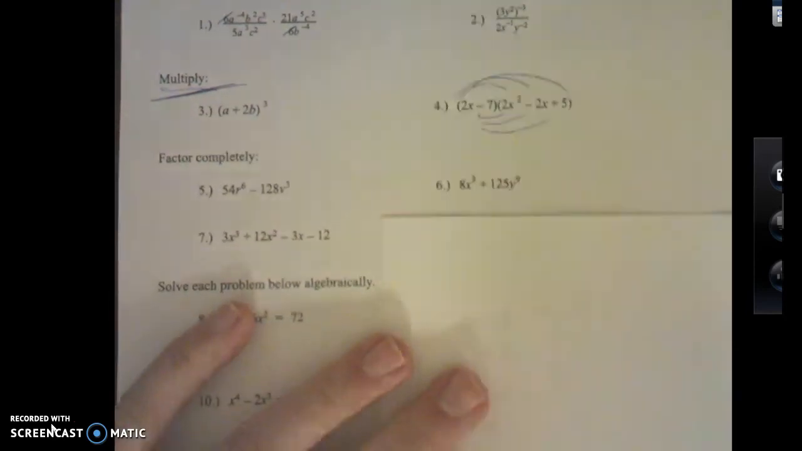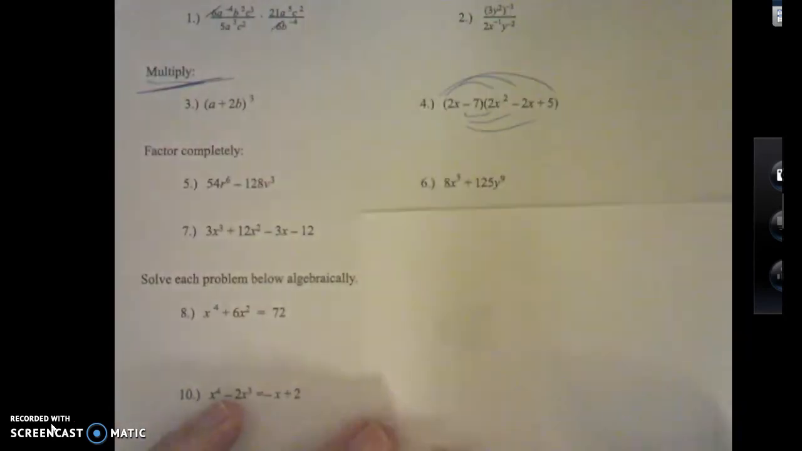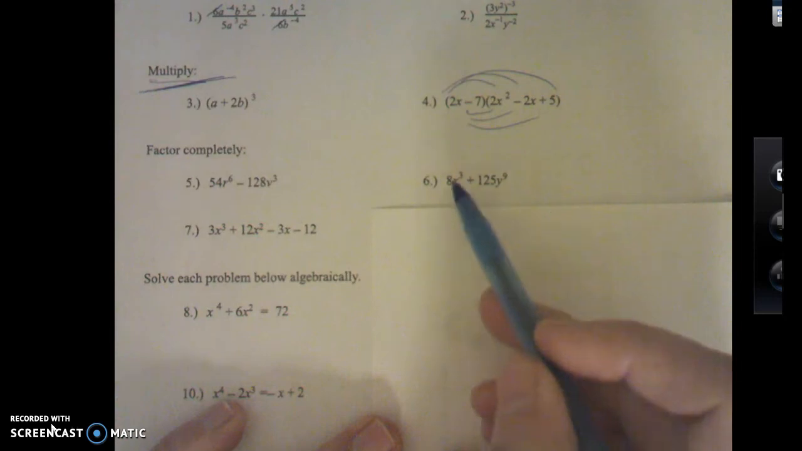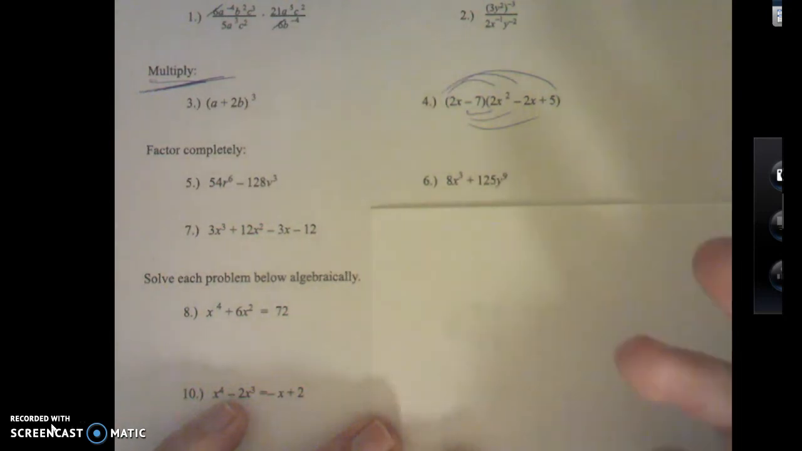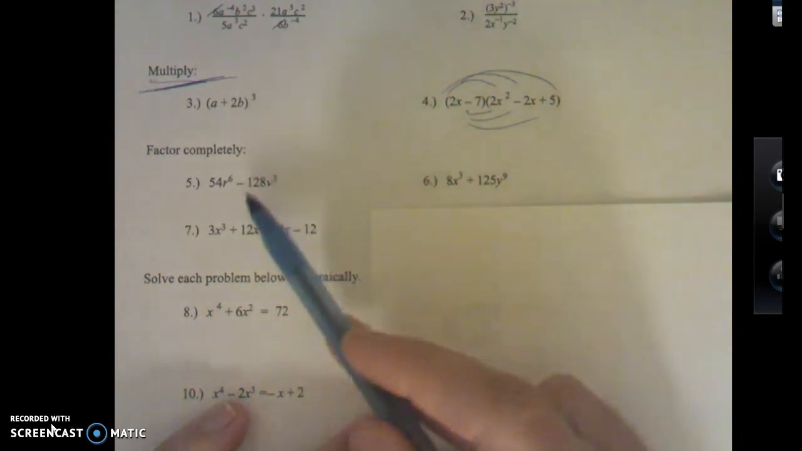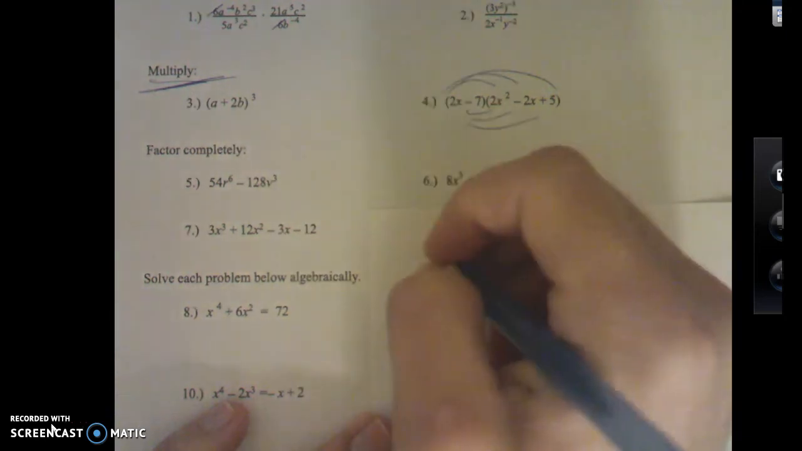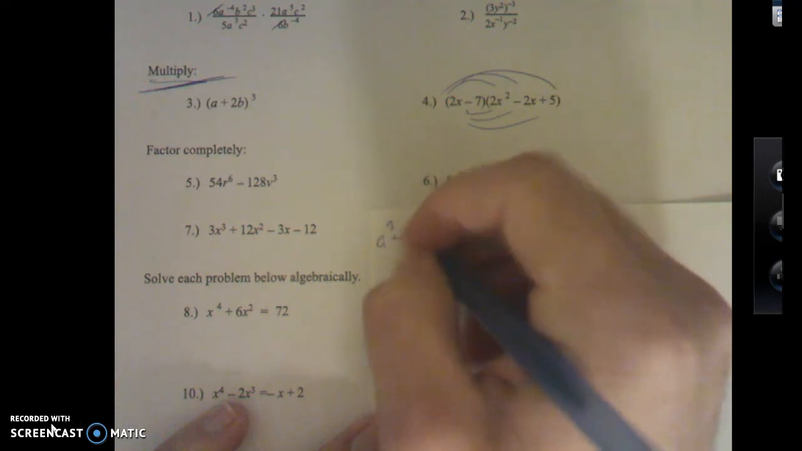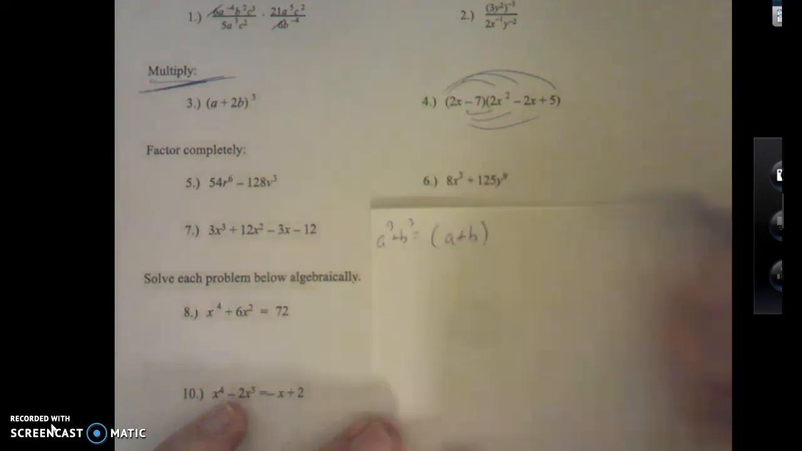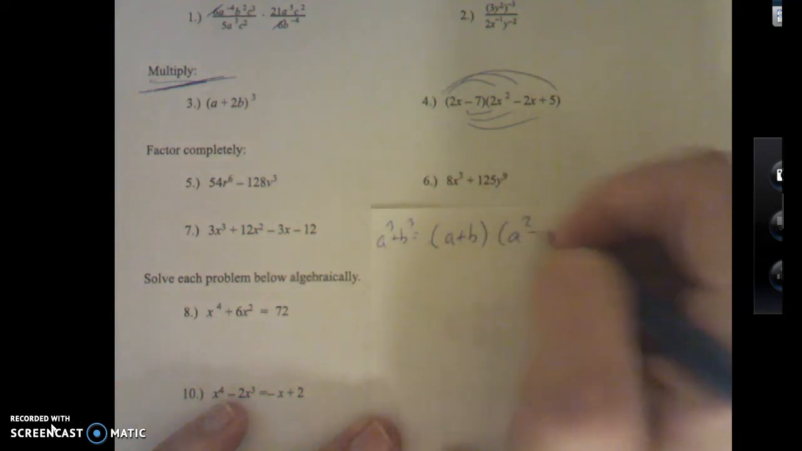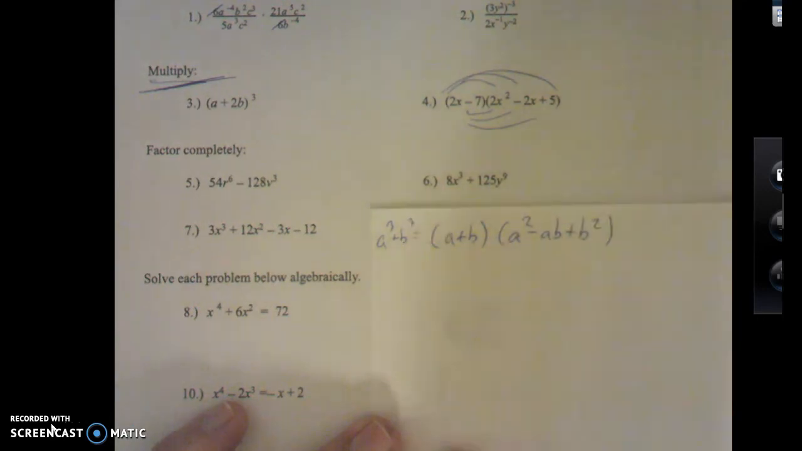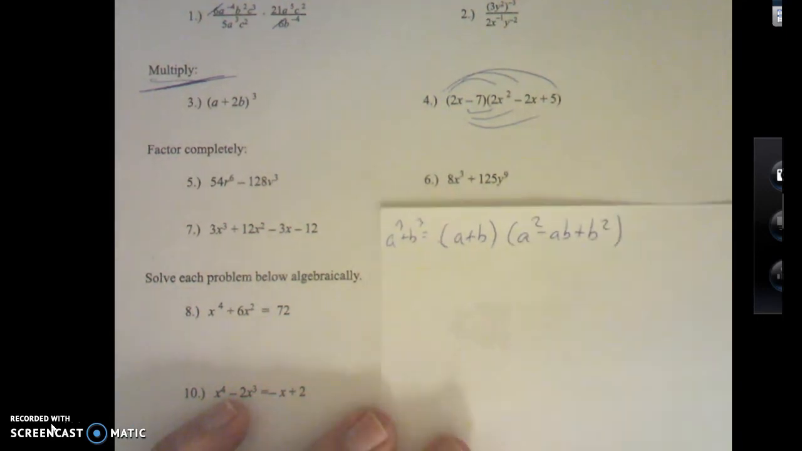Number 6, okay, 8 and 125, lucky us, we know that 3, and there's 9. They're both divisible by 3, so this is another difference, or in this case it's the sum of cubes. So this one's going to look like this. A cubed plus b cubed equals a plus b, a squared minus ab plus b squared. Okay, we got to figure out what our a and our b are.